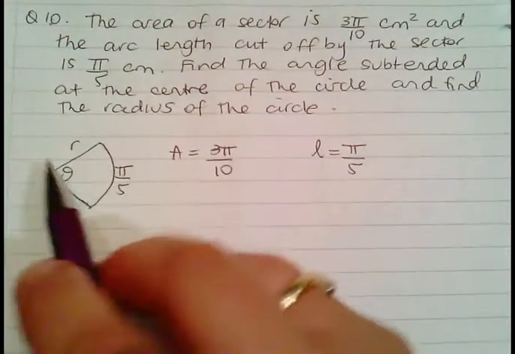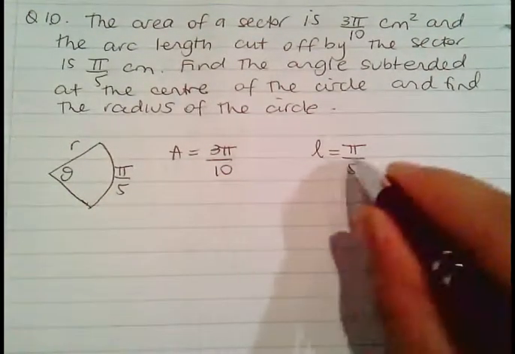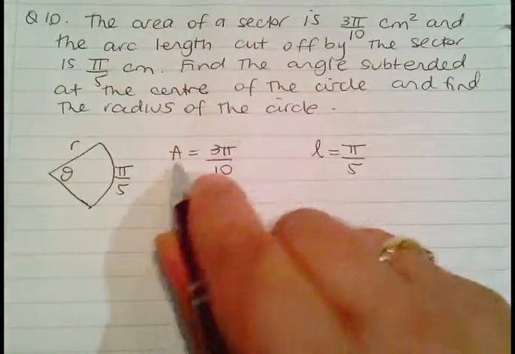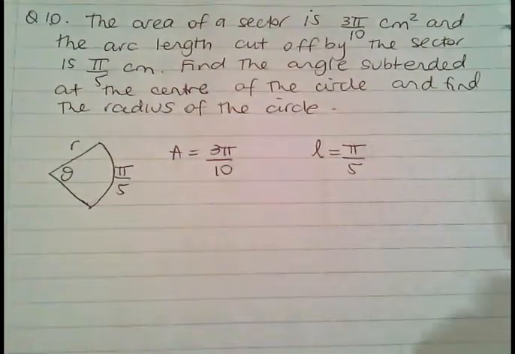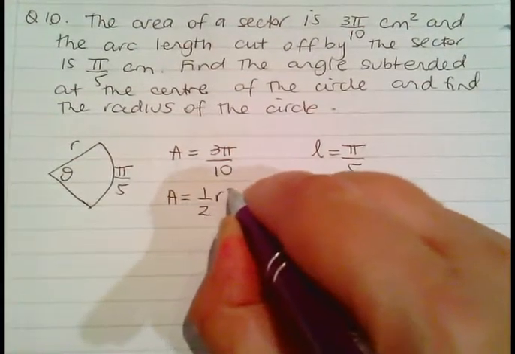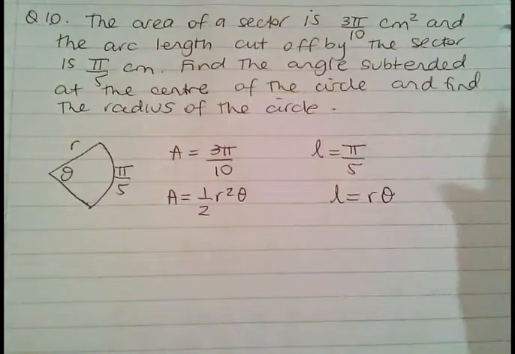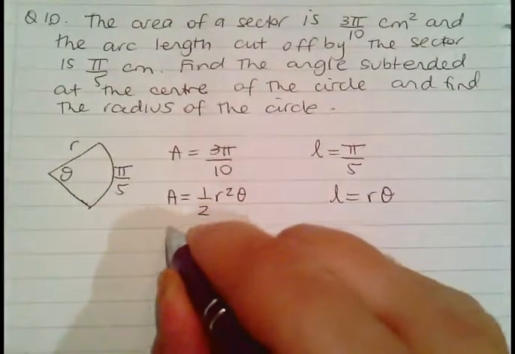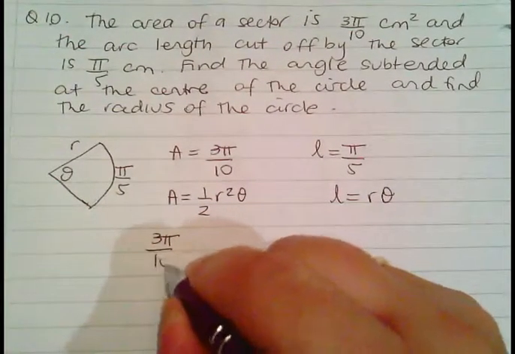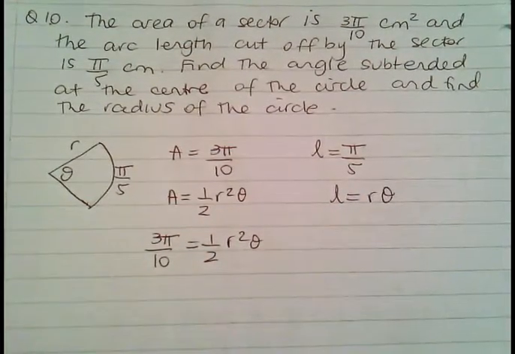Now, because we know that the arc length here is pi on 5, it looks like we've got 2 unknowns. So let's just set up some equations. Let's write the equations for area and arc length. Area is 3 pi on 10, arc length is pi on 5. We know the formula for area. Area is a half r squared theta. Arc length L is r times theta. So area is 3 pi on 10, which is a half r squared theta.